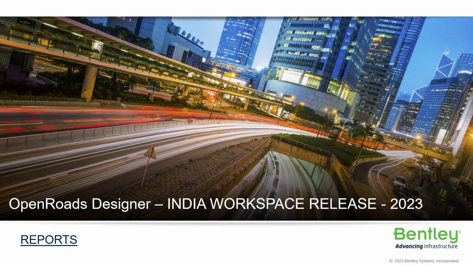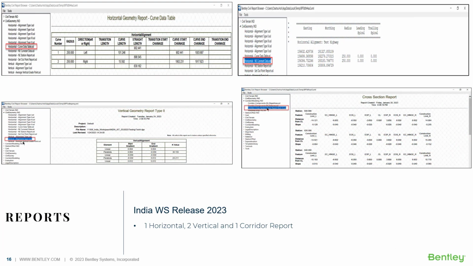So moving to the last feature that has been added for this India Workspace release 2023, which is the reports. So now the users can generate the reports seamlessly with new report formats, considering the Indian users' way of formats. So these formats have been created. This release has two horizontal, one vertical, and one corridor report, a total of four new report formats over here.